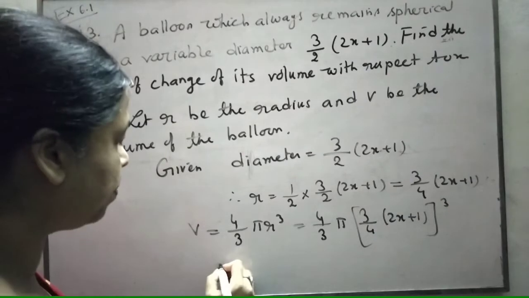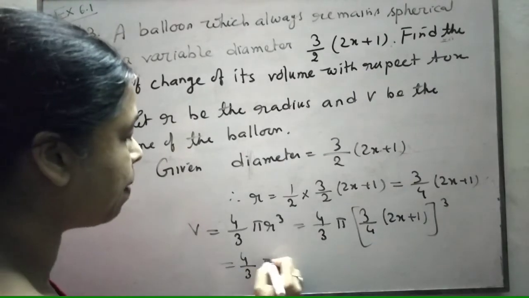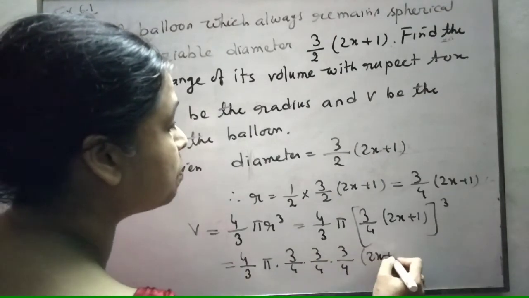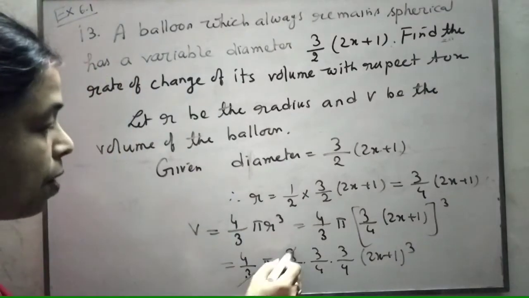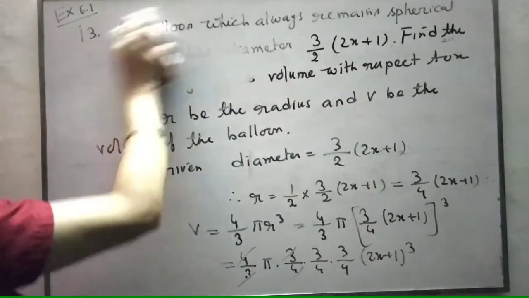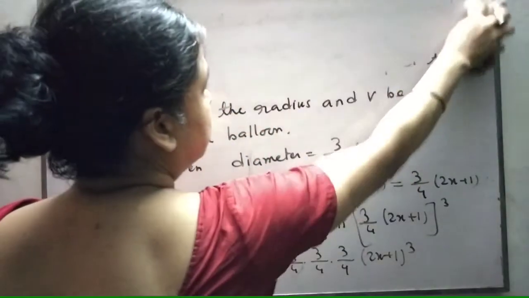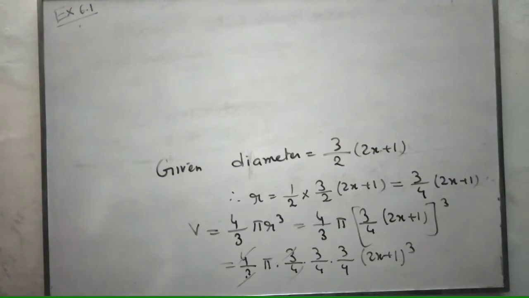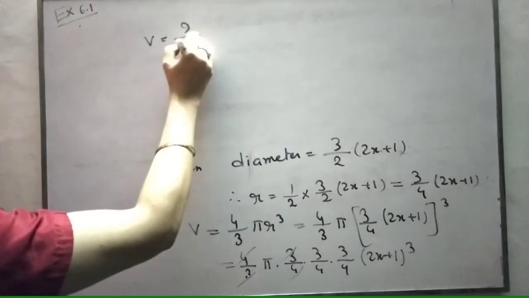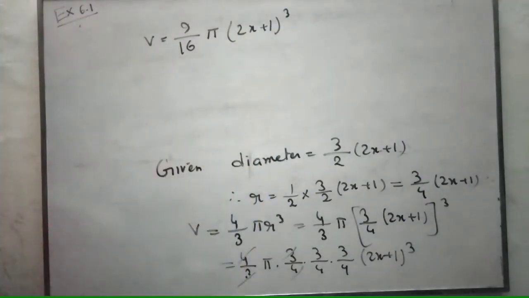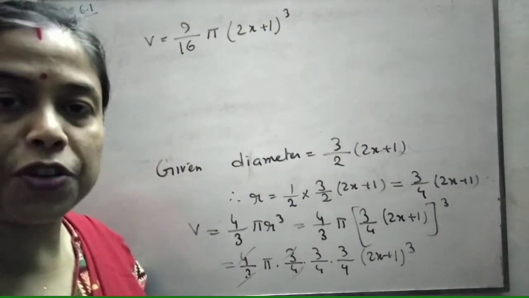Now do the calculation carefully here. 4 by 3 pi, and this is 3 by 4 cubed, which gives 27 by 64. The 4 by 3 and 3 by 4 cancel out partially, so the volume is 9 by 16 pi times (2x plus 1) whole cube. Your aim is to get the rate of change of volume with respect to x.